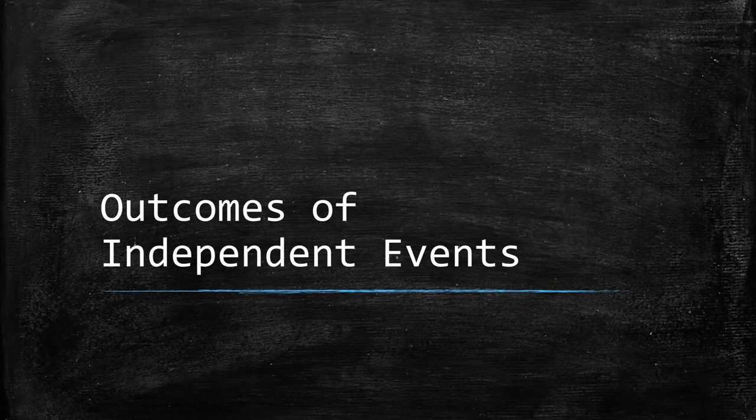Now we're going to take a look at how we can find the total numbers of outcomes from any set of independent events. We're going to look at how we can do this with just two events, and we're going to look at how we can do this with three, up to as many events as we want.